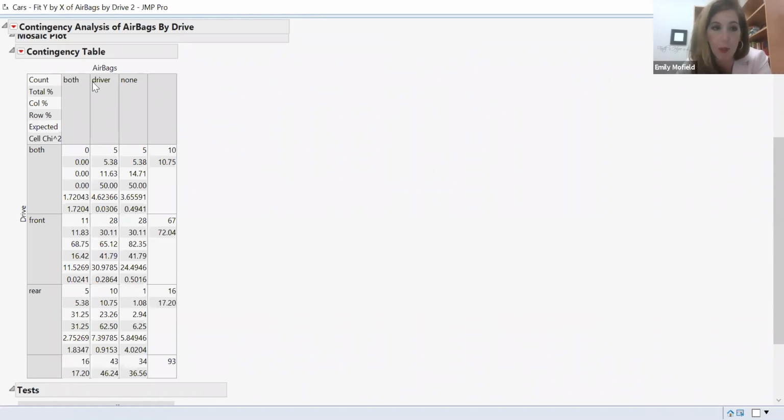driver side airbags. Now, what this is showing is the math behind the chi-square, which is all based on observed percentages and expected percentages and expected values. So that's what it's showing here. But what I really need to look at is this cell chi-square, this row right here.